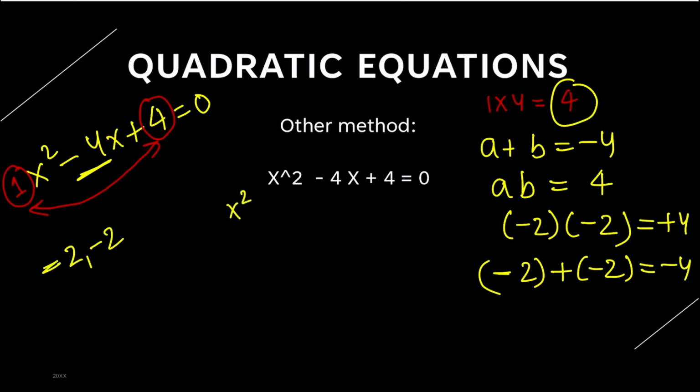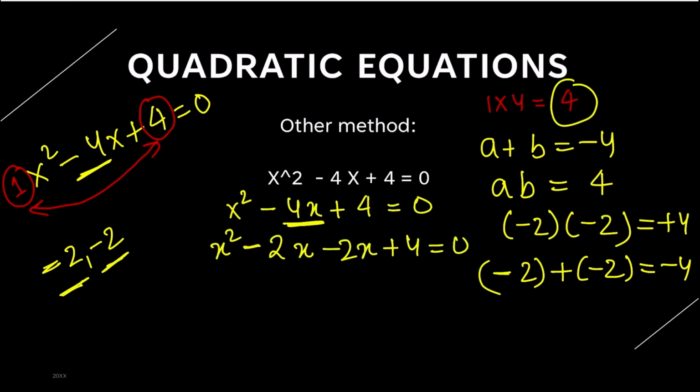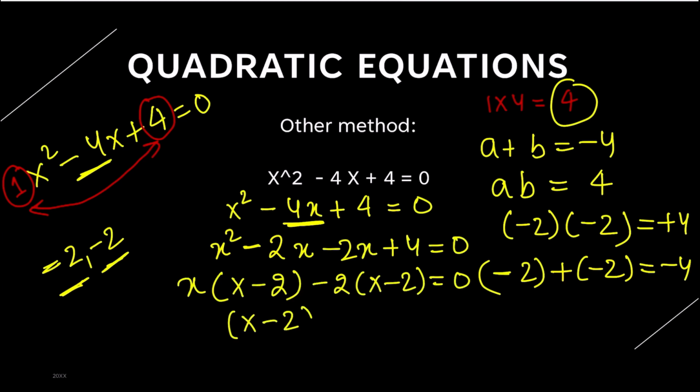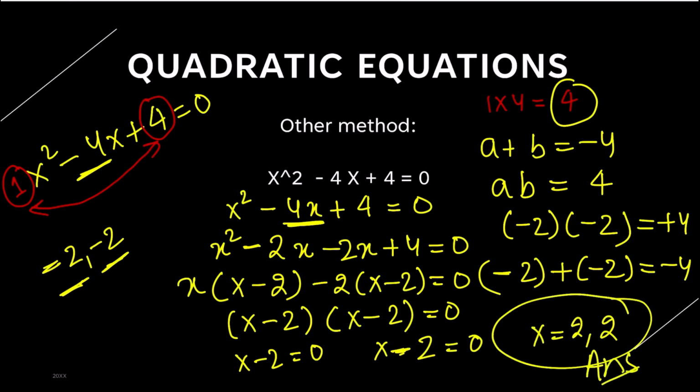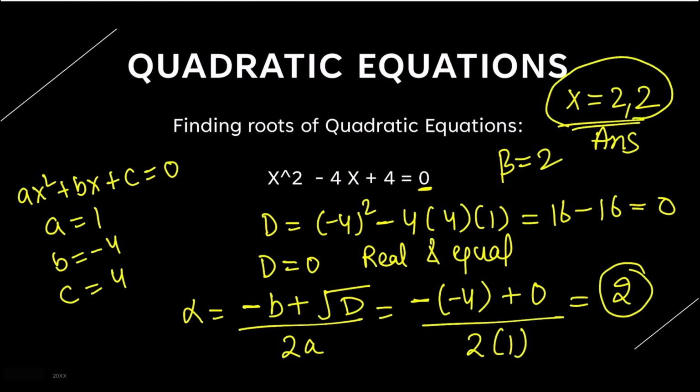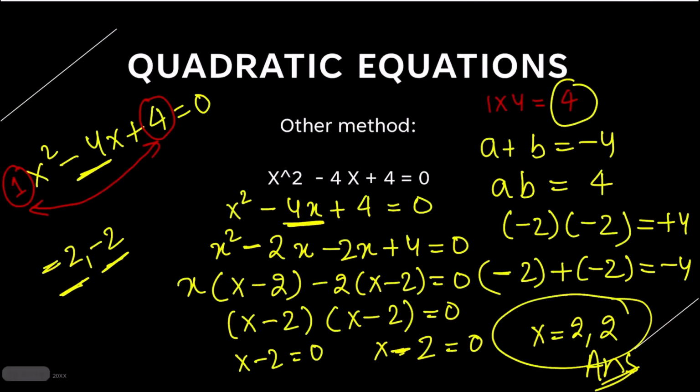Now coming to this, x square minus 4x plus 4 is equal to 0. Split this into these two: x square minus 2x minus 2x plus 4 is equal to 0. Then taking x common, x minus 2, taking minus 2 common, x minus 2, then taking x minus 2 common, I will be left with x minus 2 is equal to 0. Equating x minus 2 is equal to 0 and x minus 2 is equal to 0, I will get the value of x as 2 and 2, which is the answer. You can compare it with these values, 2 and 2. I hope this is clear.